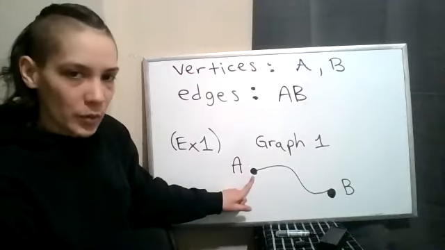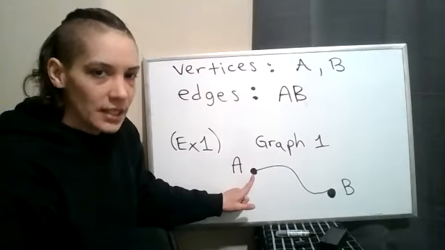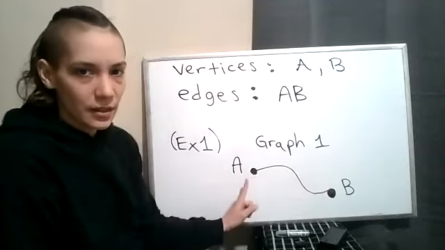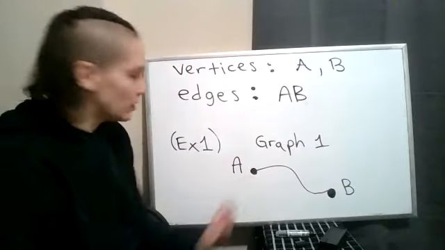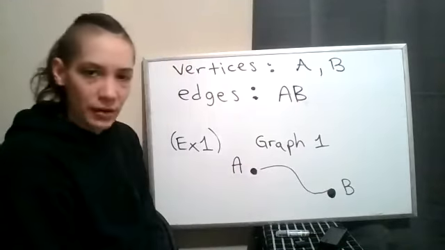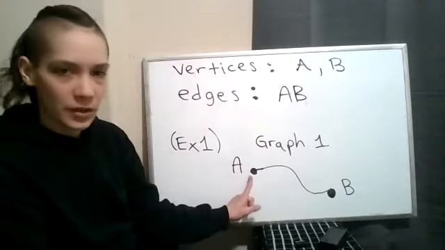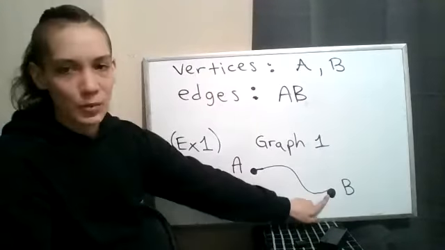So before we do more examples, an edge needs to go from a vertex to a vertex. So each dot needs to connect to the line. You don't want to have a missing spot right there. It needs to meet and show that there's a relationship between A and B.